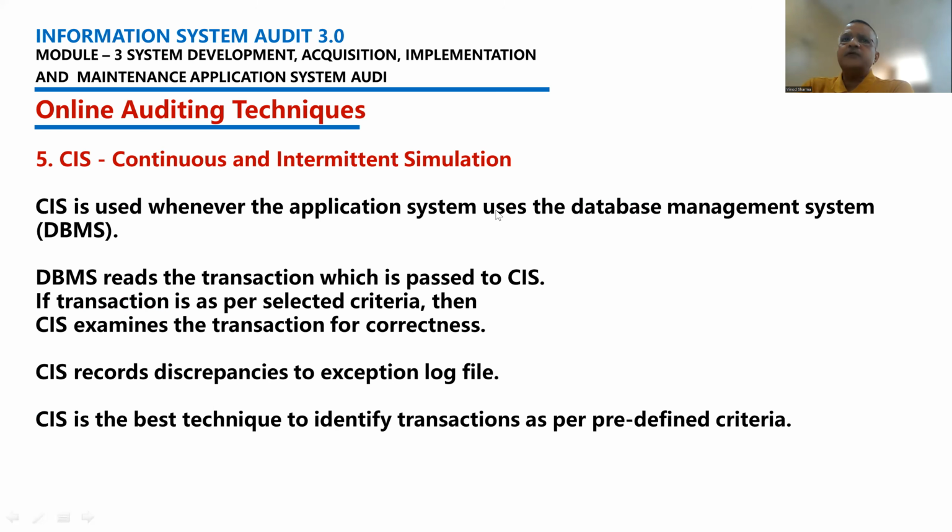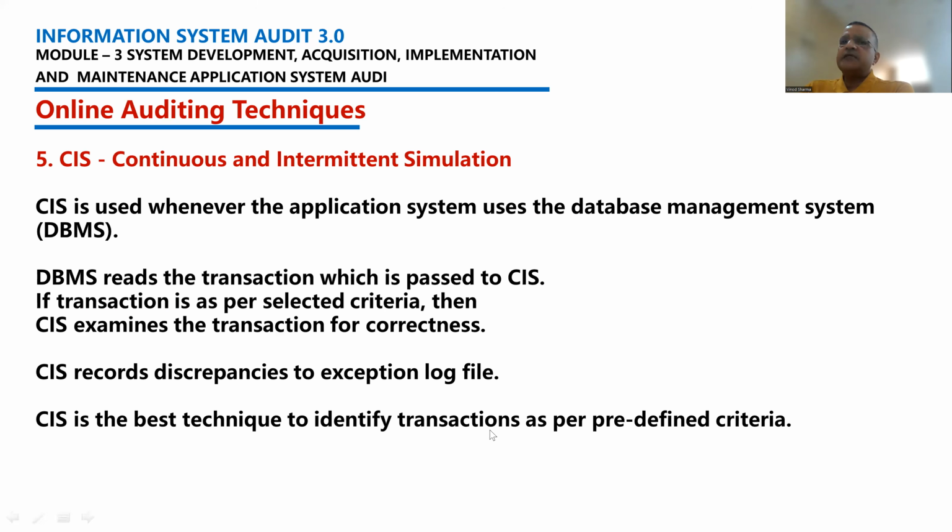Now, the database management system, that is DBMS, reads the transaction which is passed on to the continuous and intermittent simulation. If the transaction meets the selected criteria, then the continuous and intermittent simulation examines the transaction for correctness. If it is not correct, then it is discarded. The CIS records discrepancies to an exception log file, which means if somebody asks, which of the online auditing techniques creates a log file? The answer should be continuous and intermittent simulation, because whatever transaction discrepancies are noted are recorded in the form of an exception log file.